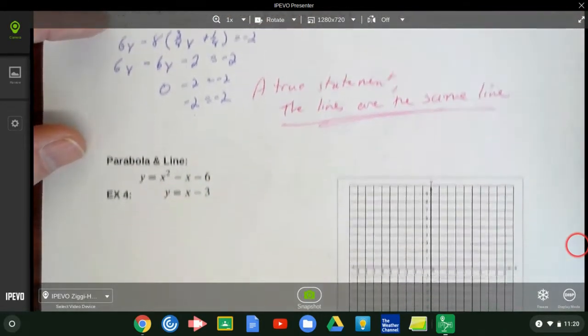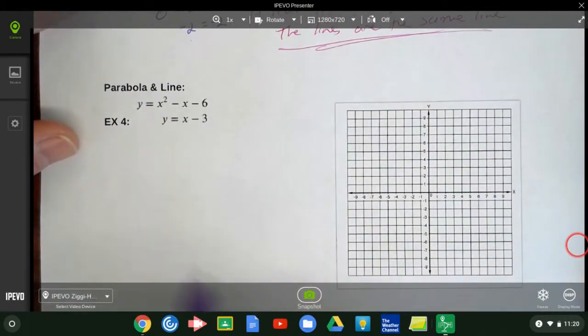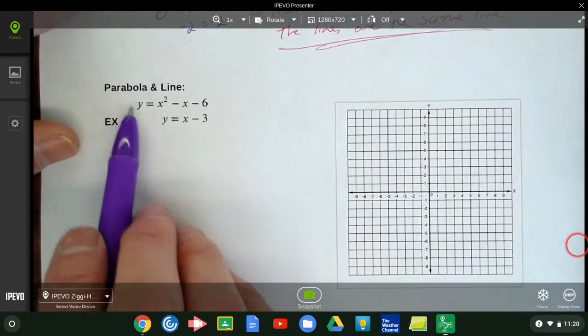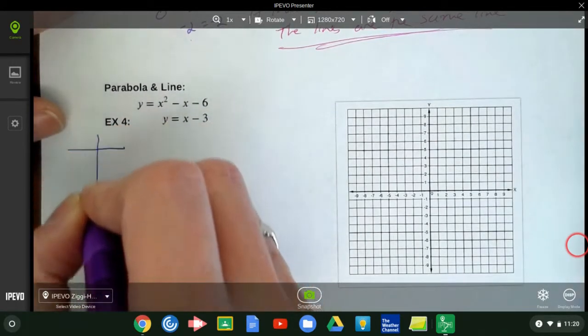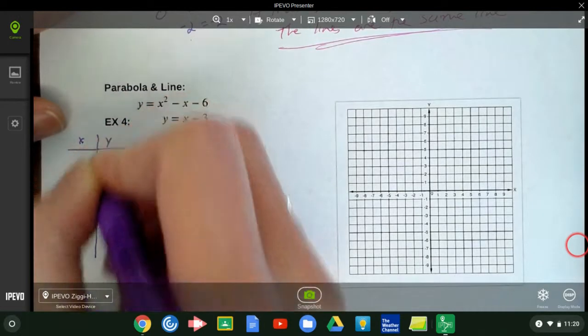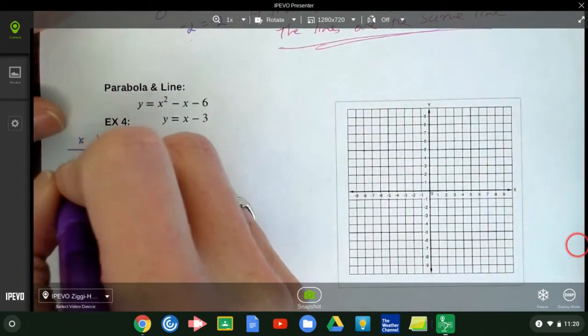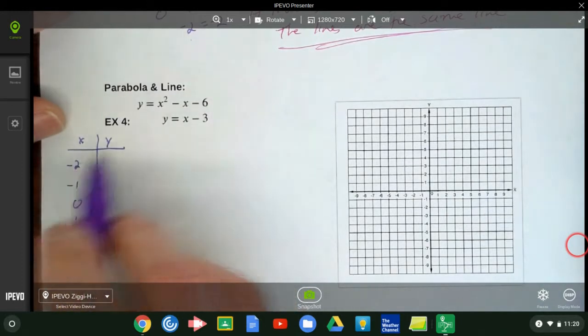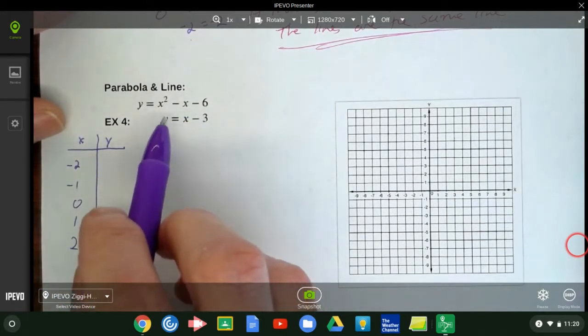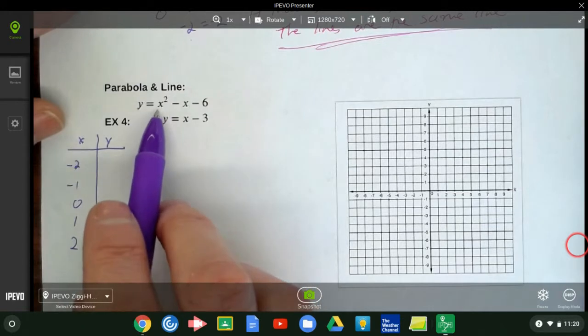All right, let's look at a parabola and a line. Parabola's a little tougher to graph, because to graph a parabola, remember, we have to make one of those T-charts. You did this last year. x, y, and you choose some numbers, right? Negative 2, negative 1, 0, 1, 2. And you got to plug those numbers in. So you might need a calculator for this.